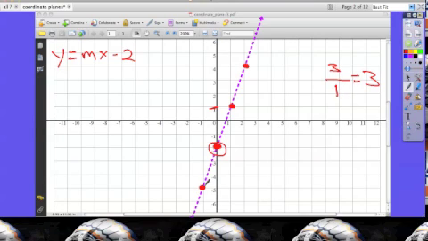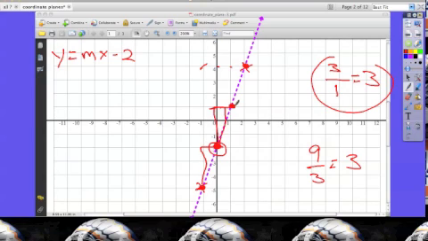Keep in mind, if I would have picked this point and this point, you still get the same thing because the pattern is up 3, right 1, or down 3, left 1 along this line. If I were to go from here to here, 1, 2, 3, 4, 5, 6, 7, 8, 9, that would be 9 up, and then 1, 2, 3 to get over. So that's 9/3. That's still 3. This is our pattern: up 3, right 1. The pattern just continues.